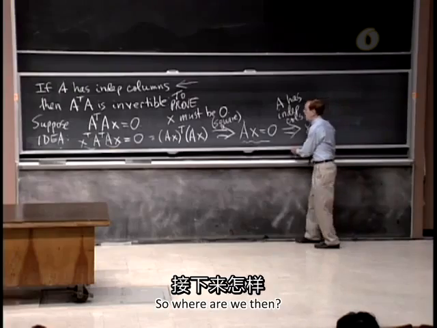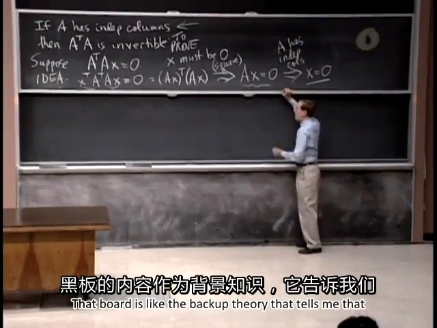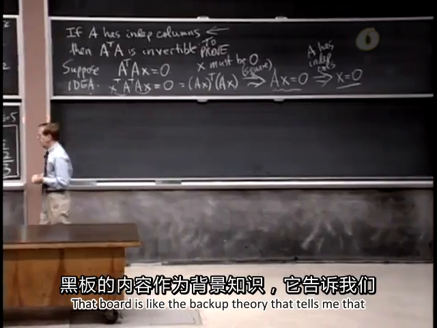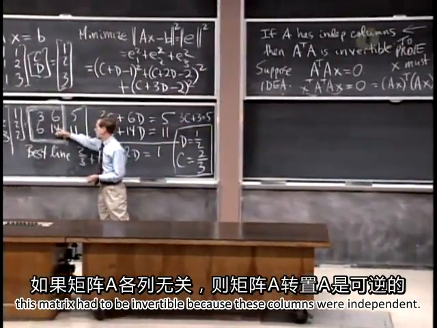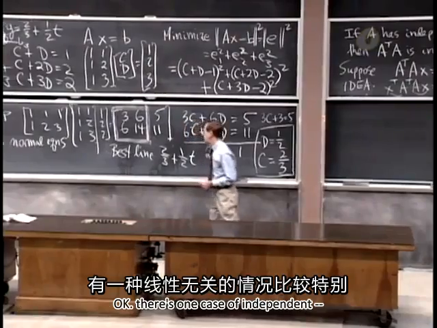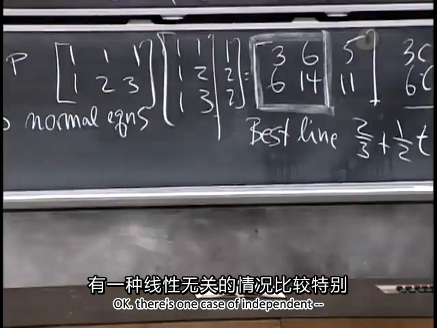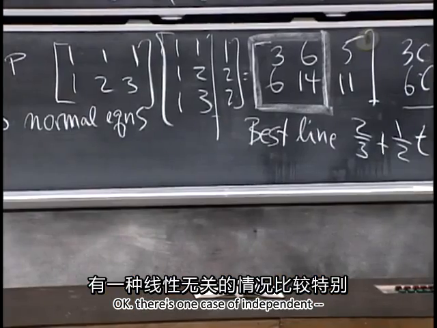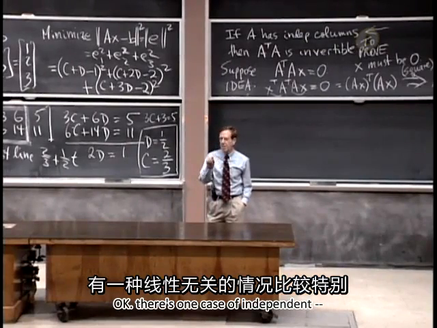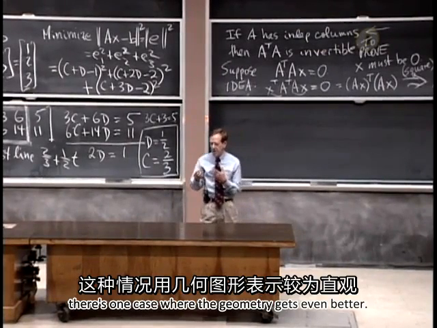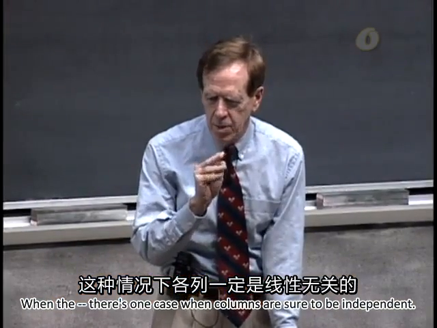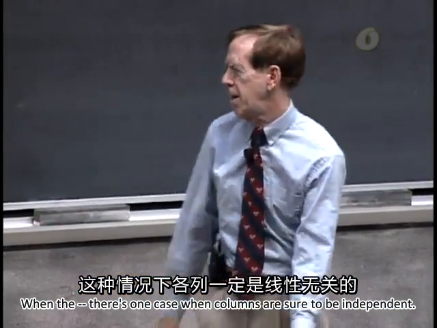All right. So where are we then? That board is like the backup theory that tells me that this matrix had to be invertible because these columns were independent. Okay. There's one case of independent columns where the geometry gets even better. There's one case when columns are sure to be independent.